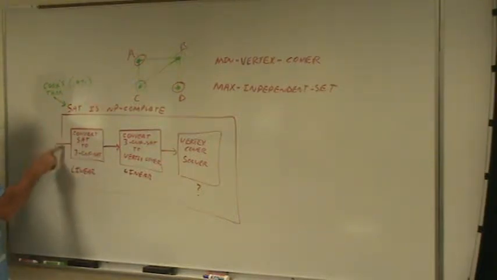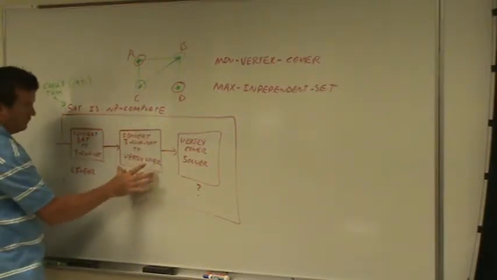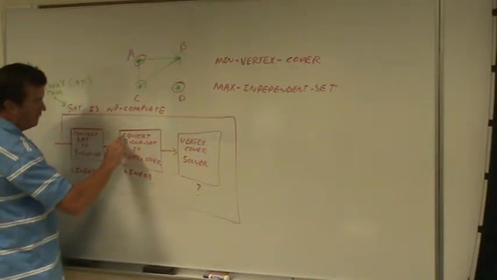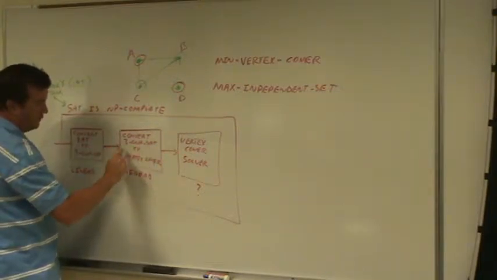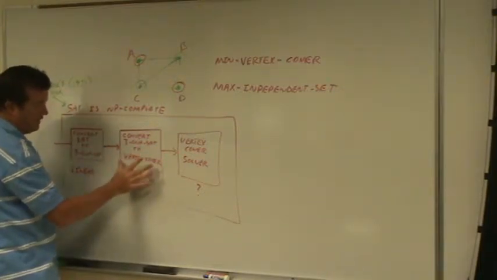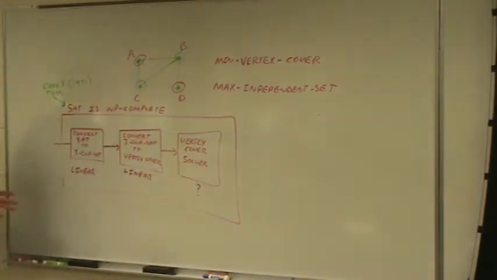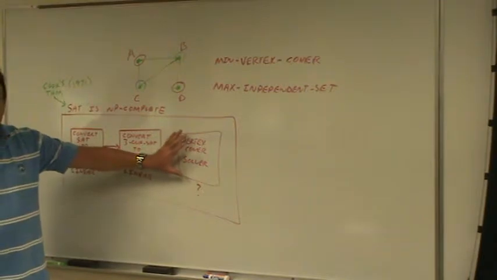Step one, convert the circuit into a three conjunctive normal form circuit. That can be done in linear time. Step two, convert the three conjunctive normal form circuit to a vertex cover graph. And then step three, run this thing, however long this takes. So what do we know about this?